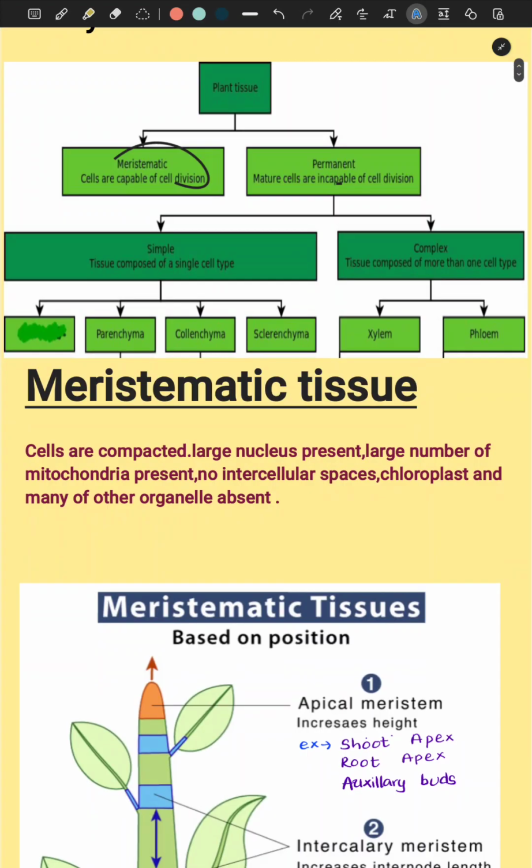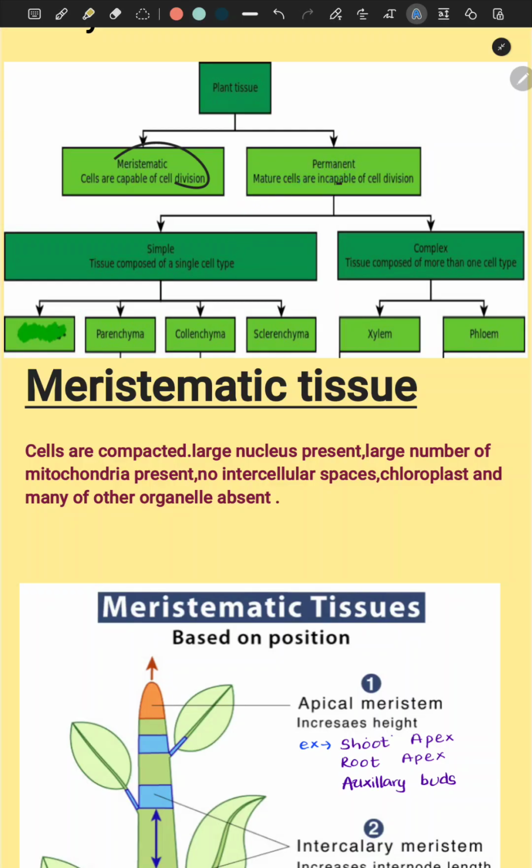First of all, we are going to discuss plant tissues. Plant tissues can be categorized into meristematic tissues and permanent tissues. The difference between these two types is that in meristematic tissues the cells are capable of cell division, and in permanent tissues the cells are unable to undergo cell division because they are permanently modified.